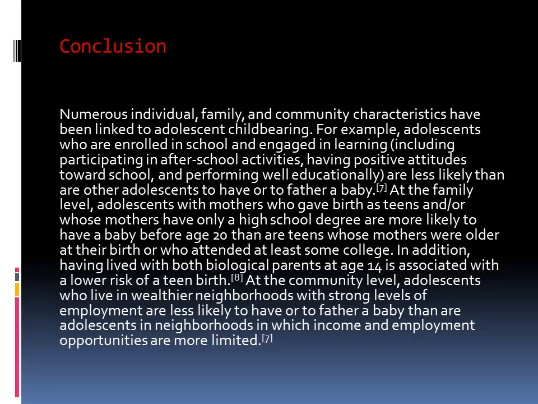At the family level, adolescents with mothers who gave birth as teens and/or whose mothers have only a high school degree are more likely to have a baby before age 20 than are teens whose mothers were older at their birth or who attended at least some college. In addition, having lived with both biological parents at age 14 is associated with a low risk of a teen birth.